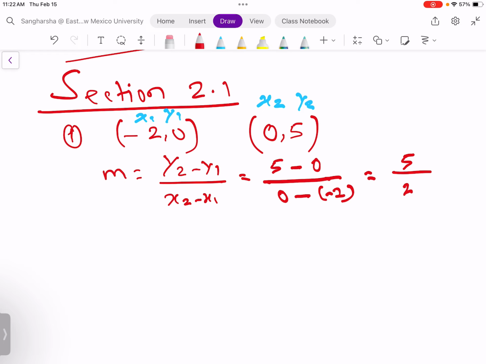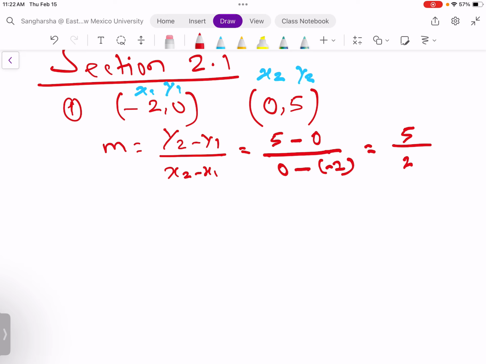Now what does this slope mean? The slope is 5 over 2. It's going up 5 and over 2, so you go right 2 units and you go up by 5 units. If it's positive, you're going to go up. If it's negative, you're going to go down.